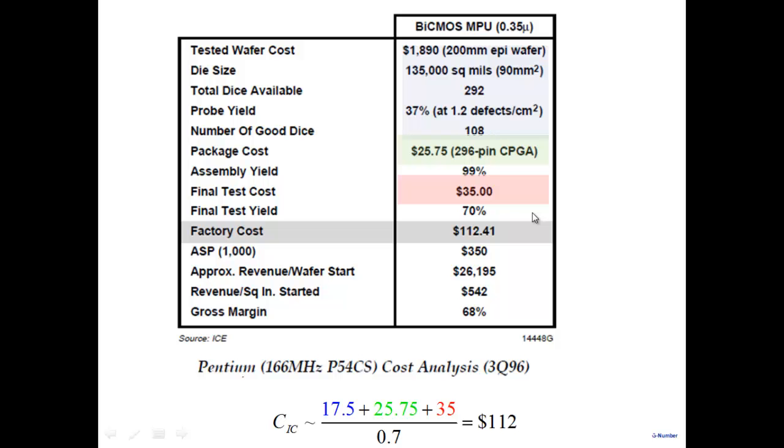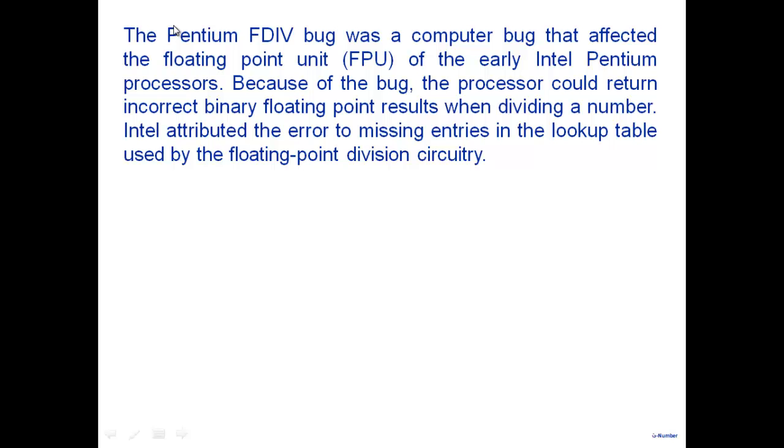It's not possible. So, if you want to read about what happens if you don't test properly, this is an example. Pentium: when Pentium was released, a few people noticed that there is a bug in the floating point unit. Because of the bug, the processor could return incorrect binary floating point results when dividing a number. Anyway, so there was an error in their circuit here.